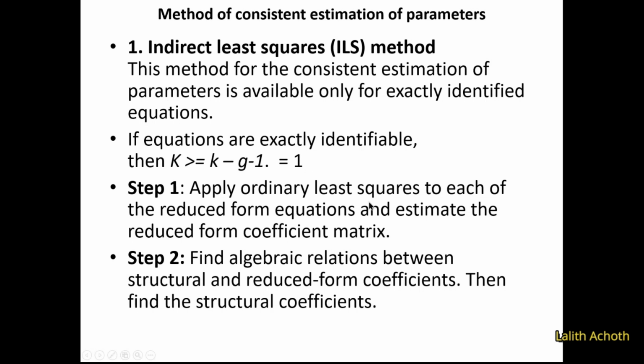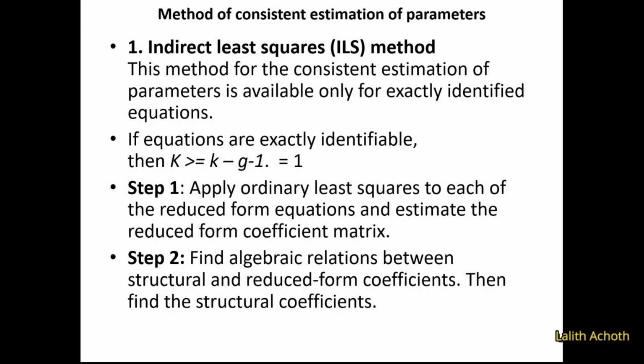So the first step is to apply ordinary least squares to each of the reduced form equations and estimate the reduced form coefficients. Now, how do you do indirect least squares? We talked about indirect least squares. It applies when capital K minus small k is equal to G minus 1. In such cases, you apply an ordinary least squares regression on each of the reduced form equations and estimate the reduced form coefficient values. Find the algebraic relationship between the structural equations and the reduced form coefficients, and then find the structure.